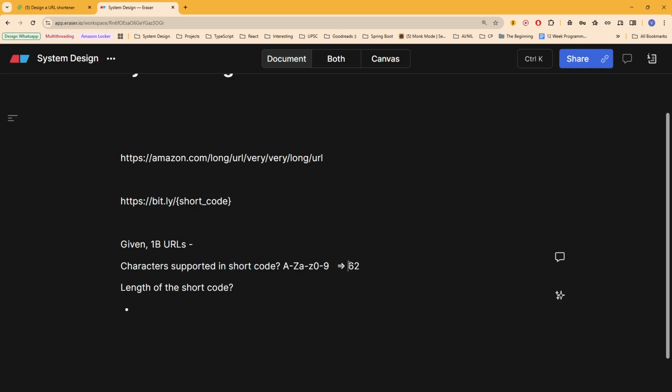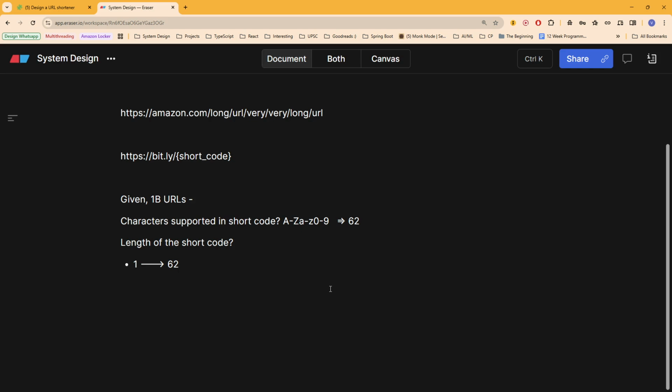This is the usual number of characters supported. You can obviously have a discussion with your interviewer, but 62 is okay. Now we have 62 characters and we have to support 1 billion URLs. If the length of the shortcode is 1, how many URLs would you be able to support? 62, right? If you have done basic permutation combination, if the length of the shortcode is 2, how many shortcodes would you be able to support? 62 raised to the power 2, because for both positions we have 62 choices.